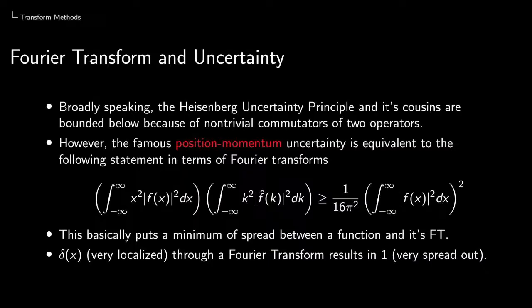So something is here-ish, but it's sort of spread out, and you can also then say with confidence that its momentum is going to be here-ish and also spread out. And that sort of wraps up transform methods.